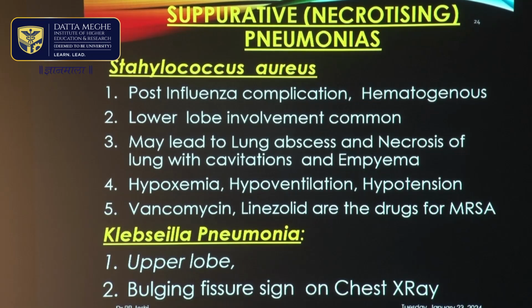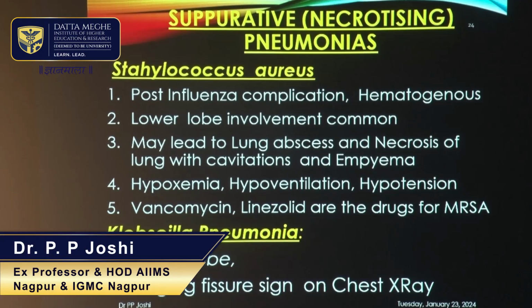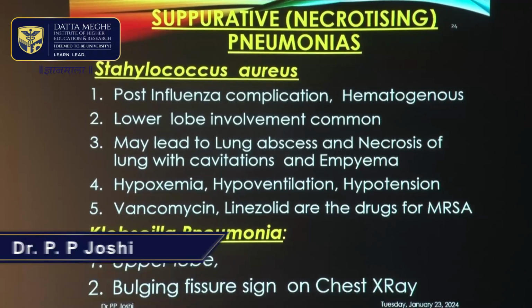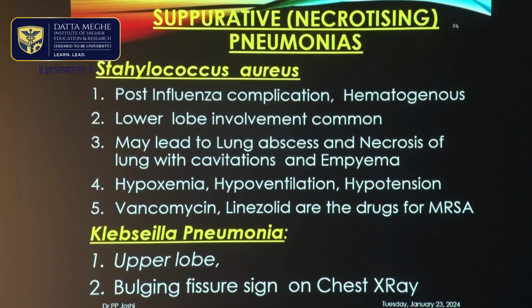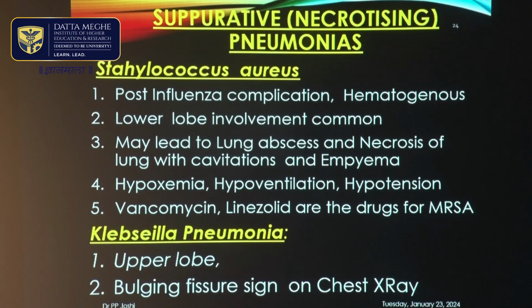Now, there is a condition called suppurative pneumonias or necrotizing pneumonias, where the typical organisms are Staphylococcus aureus and Klebsiella pneumonia. Staphylococcus aureus, I have just mentioned, is a common complication after influenza infection pneumonias, and spread usually occurs through hematogenous spread. In Staphylococcus aureus, it causes lower lobe involvement. It causes necrotizing vasculitis and may lead to some damage of the lungs, and can lead to formation of what are known as pneumatoceles, which can rupture and cause pneumothorax as well.